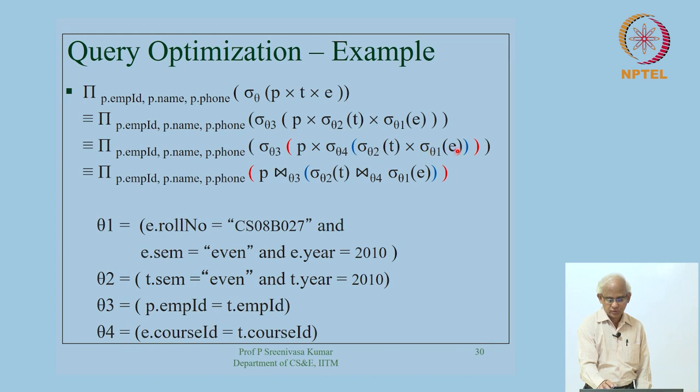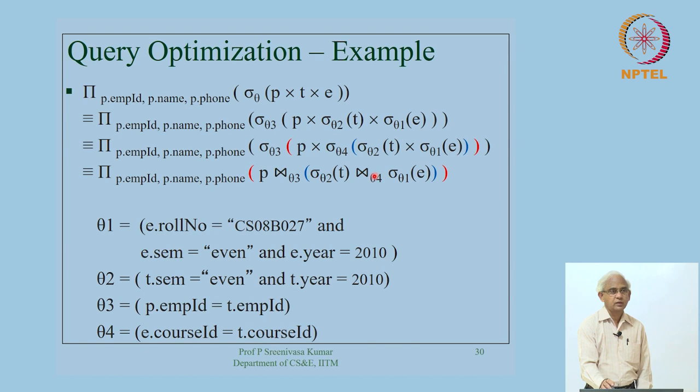So theta 2, sigma theta 2 t, sigma theta 1 e will come as it is. Now between them we have the join with this theta 4. Similarly here, for the result of this and the p, I now apply the join and then write this as join theta 3. So theta 3 is p dot employee ID equals t dot employee ID, which is applicable here, and then theta 4 is e dot course ID equals t dot course ID. So it's appropriately positioned.